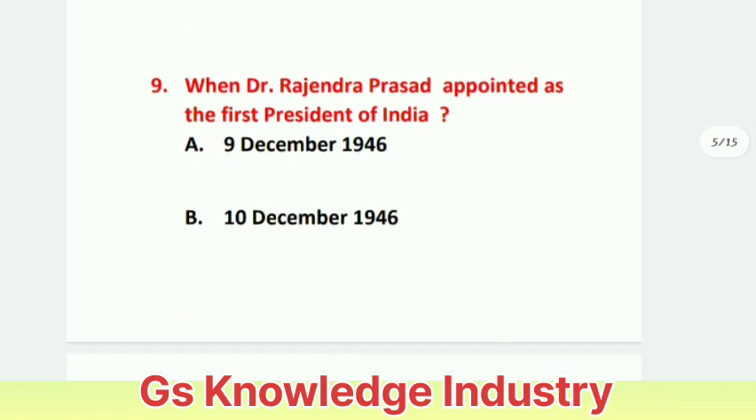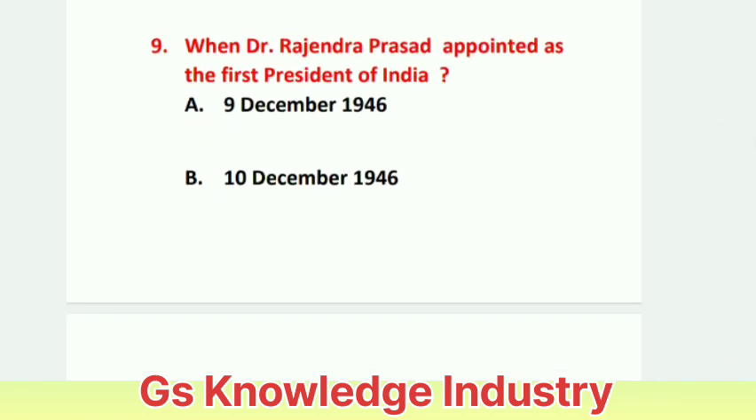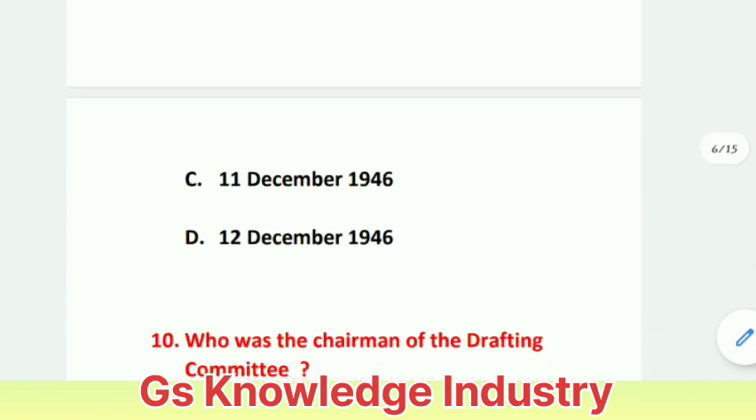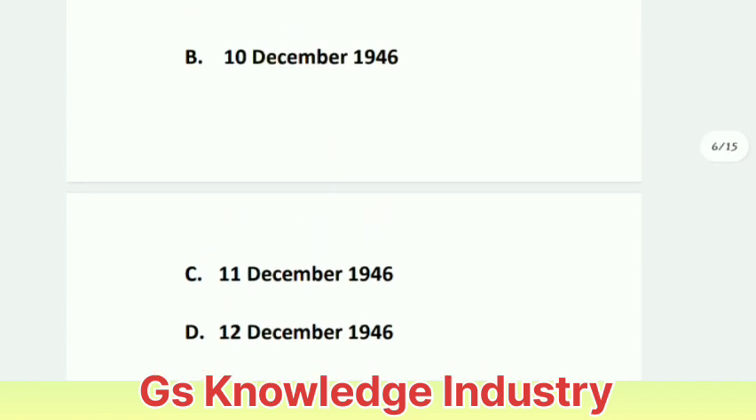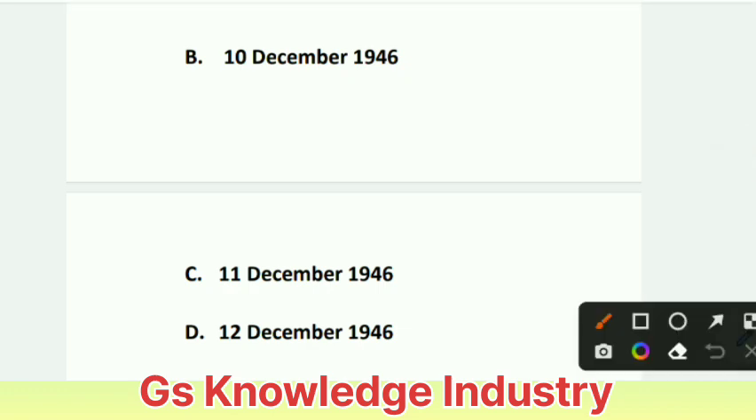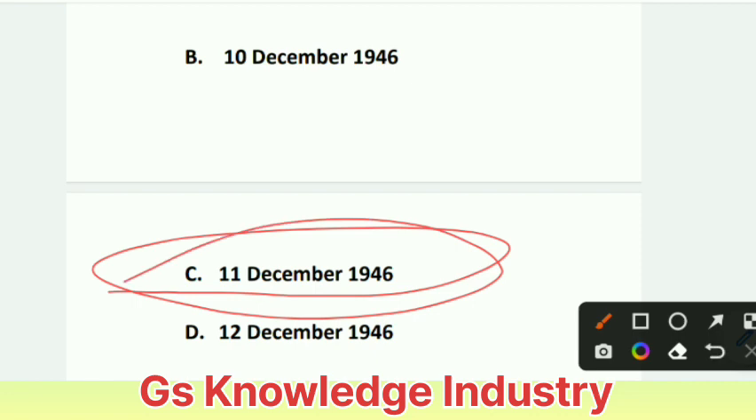9 number question. When was Dr. Rajendra Prasad appointed as the first president of India? Option A, 9 December 1946. Option B, 10 December 1946. Option C, 11 December 1946. Option D, 12 December 1946. Here the right answer is option C. C is the correct answer. 11 December 1946.